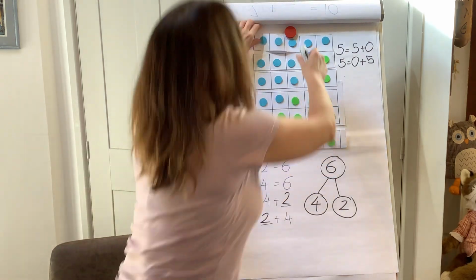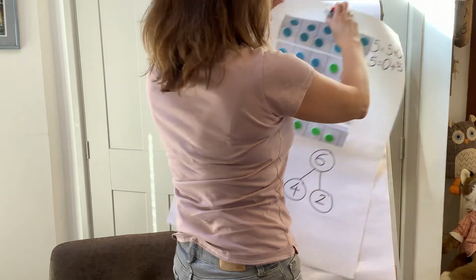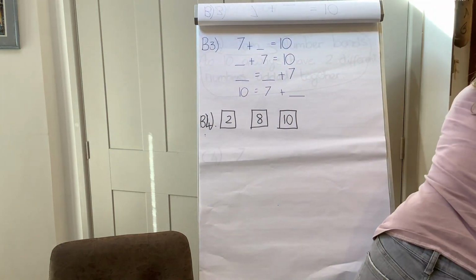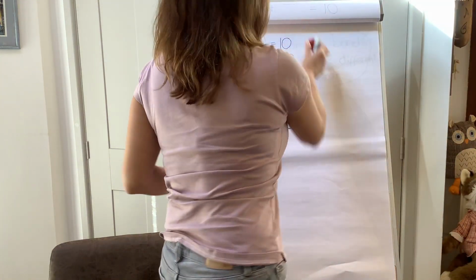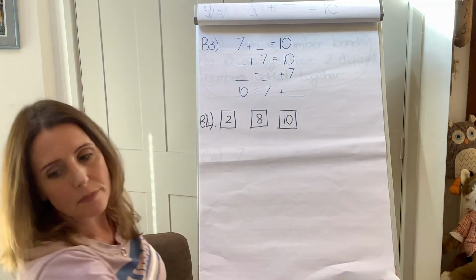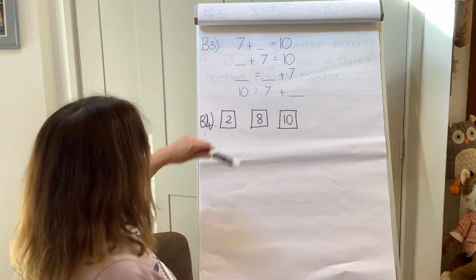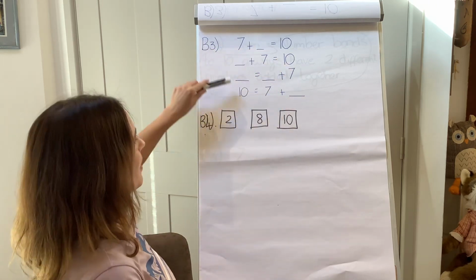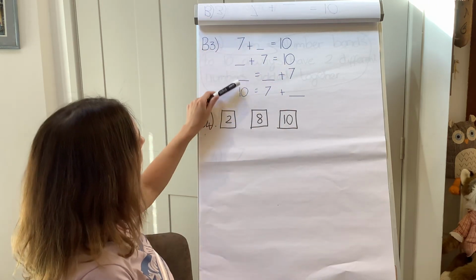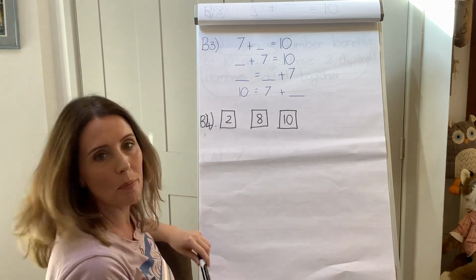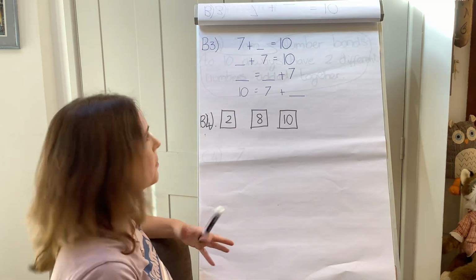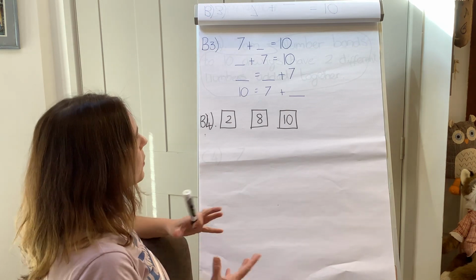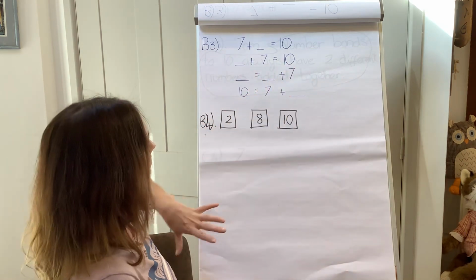So for section B, the same, you had to find the fact family, the number sentences to make the fact family for the number 10. But you weren't given all 3 numbers here, you had to work out what the third number is that is missing. So you could have used a tens frame to work this out.